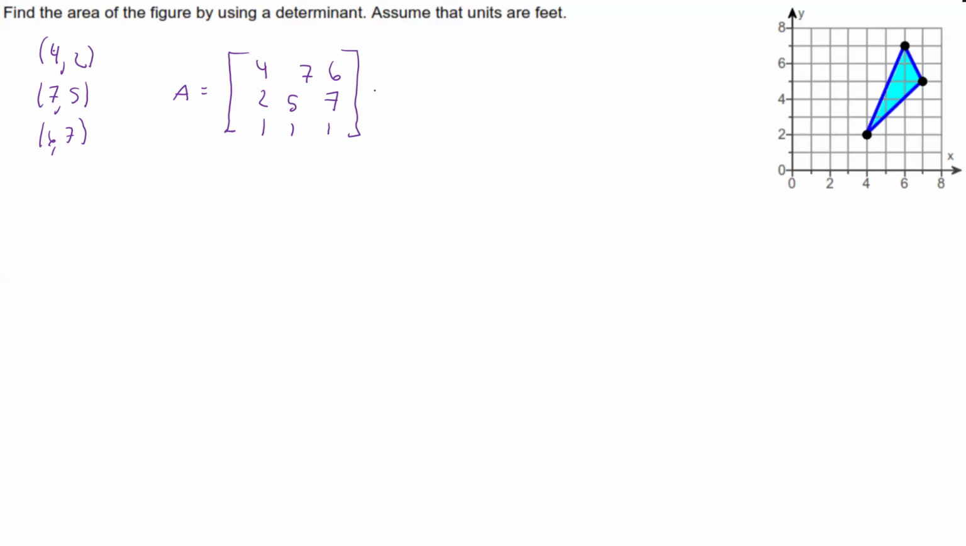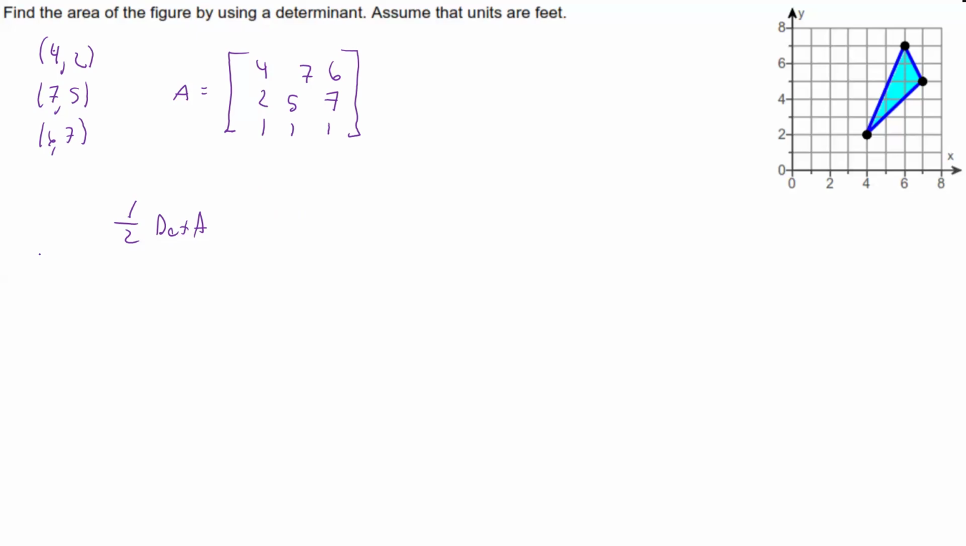So to get it, the area is going to be 1/2 the determinant of A, basically. So that's how we're going to find it. So how do we find the determinant of A? Well, it doesn't tell us we can use a calculator here, so we're going to do it the long way. And so we're going to go down the first row.